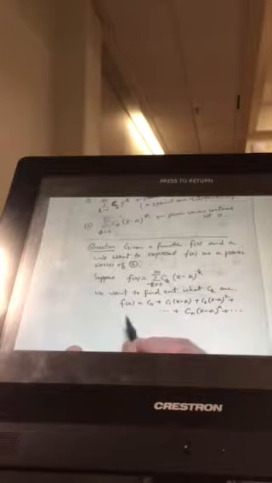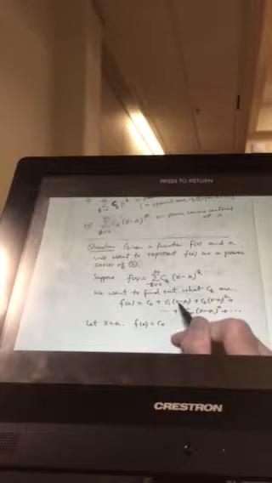Now I'm going to let x be a on both sides. What happens if I let x be a on both sides? Well, I have f of a equal to c sub 0. If x equals a, all these other terms are 0. They're all gone. So c sub 0 must be f of a.